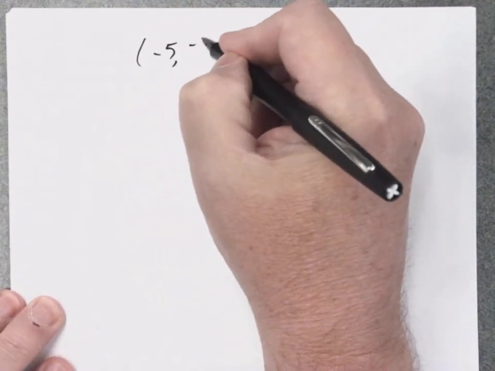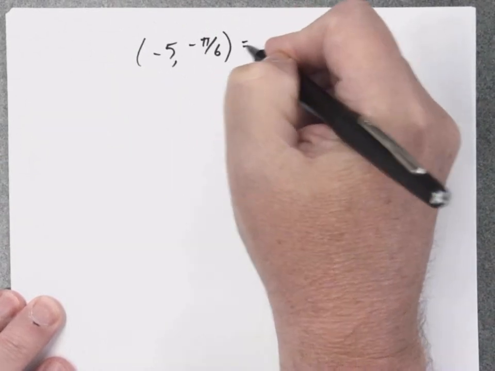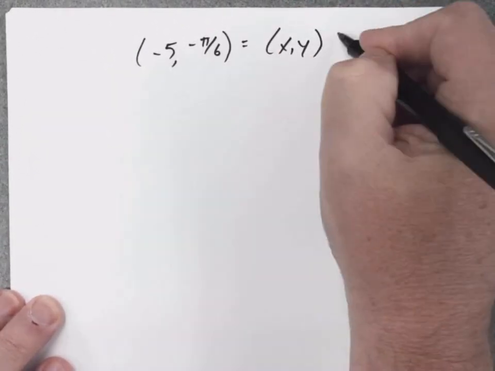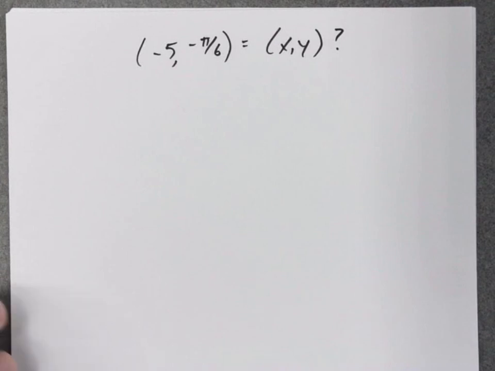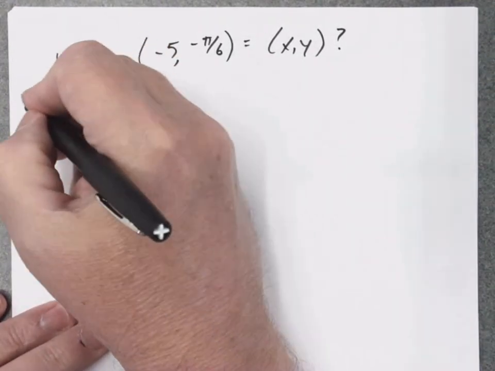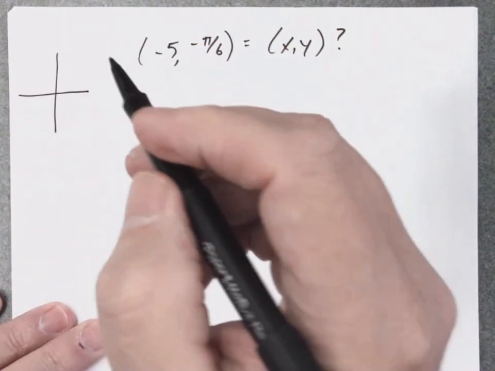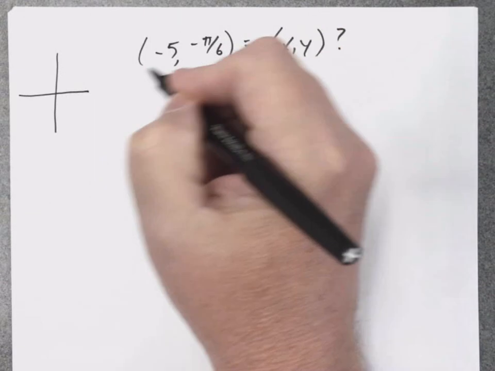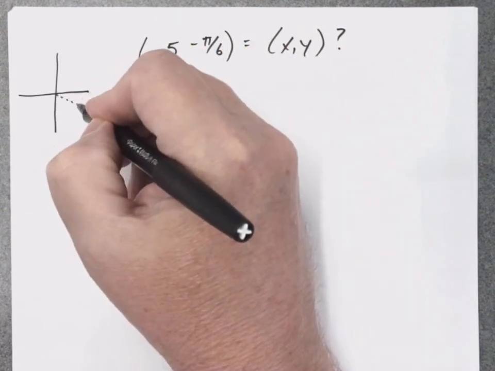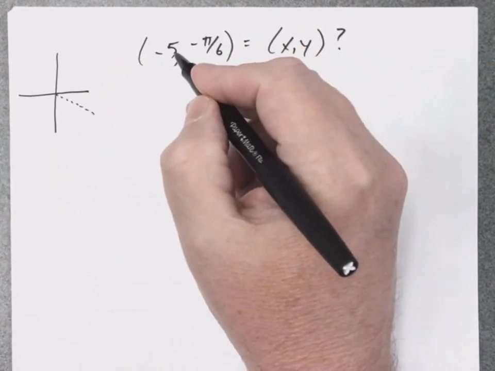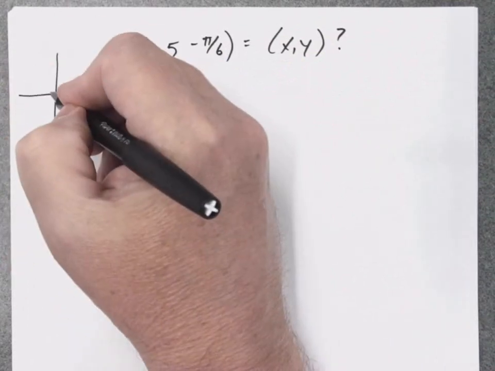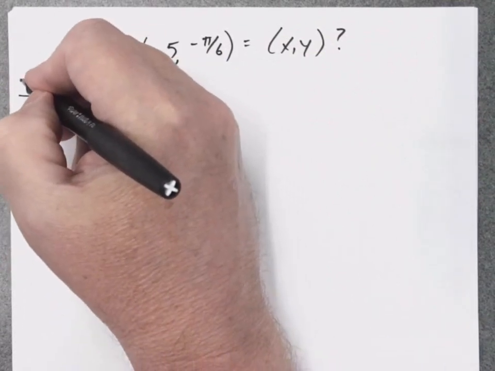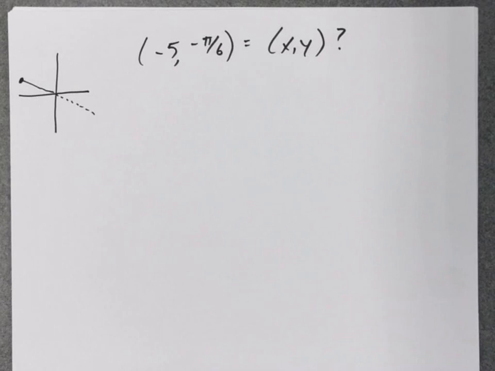How about negative 5, negative pi over 6? Let's plot it. So, all right, polar coordinates, so tricky. You always do the angle first. Negative pi over 6 is going to be, however, because it's negative 5, it flips over here. So it's going to be somewhere there in the second quadrant.